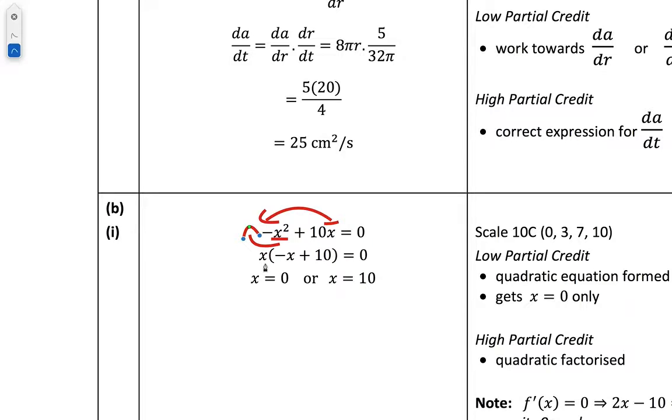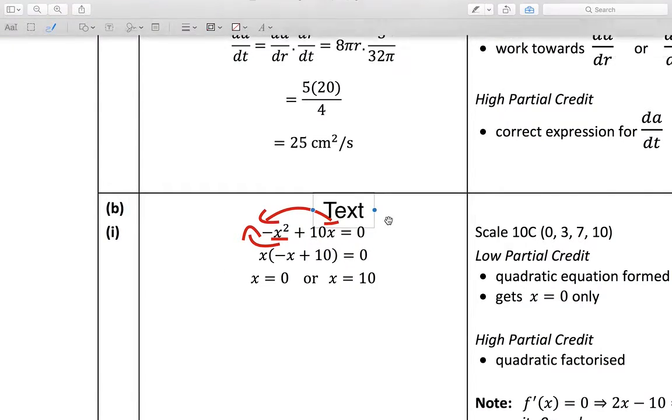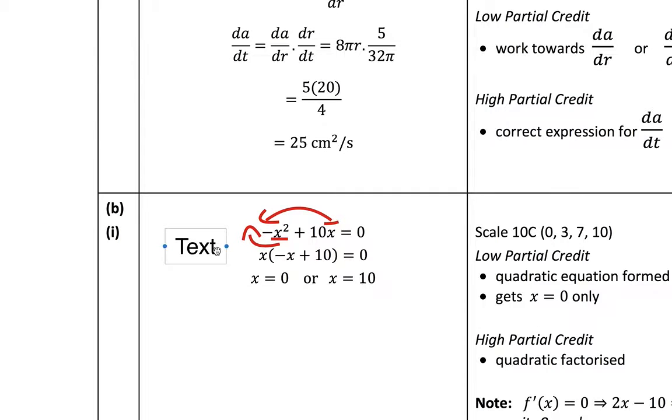And when you have an x outside the brackets there, it means that one possible root is 0. Because if you think, this is the same thing as factorizing, like this, x minus 0 could be a factor. So x is one root, the other root is minus x plus 10 equals 0, which would be x equals 10. So this is when it starts, and this is when it ends.